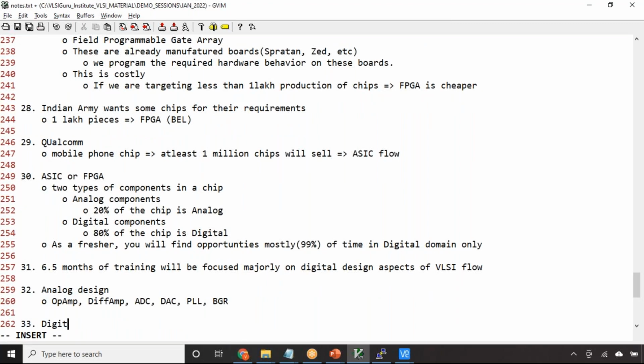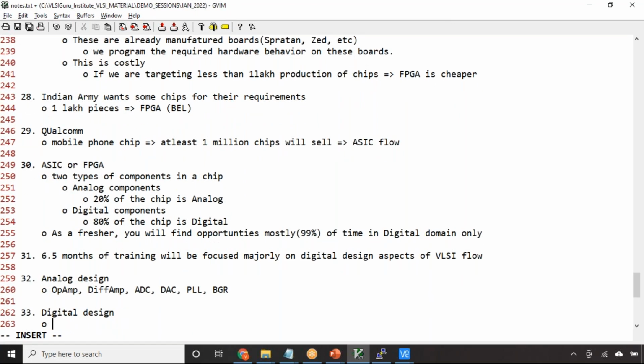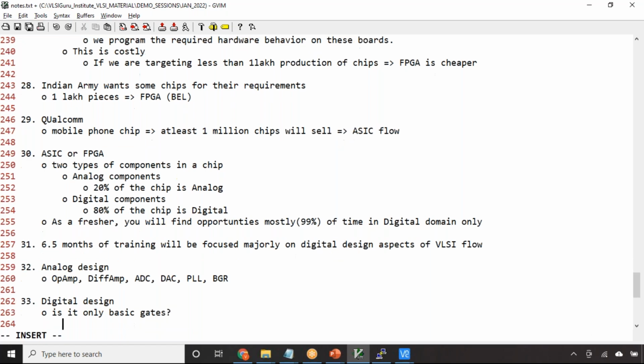So digital design. Now the question comes, does digital design mean only the basic gates and other things? No, it's the complete VLSI flow. The complete VLSI flow is what we call VLSI digital design, the digital VLSI flow. I would call it the VLSI design flow.